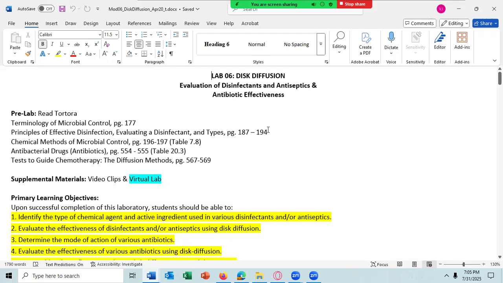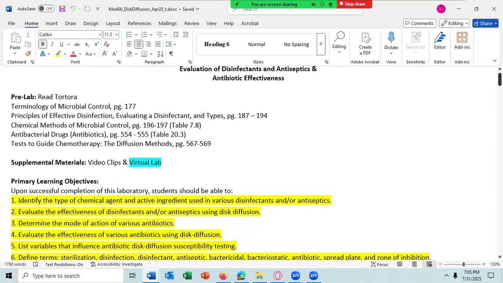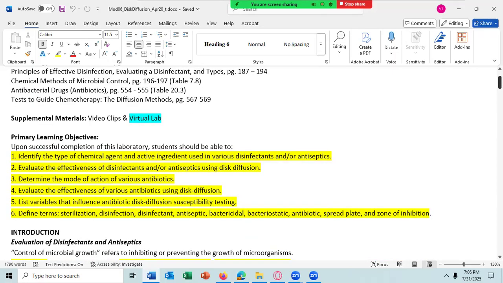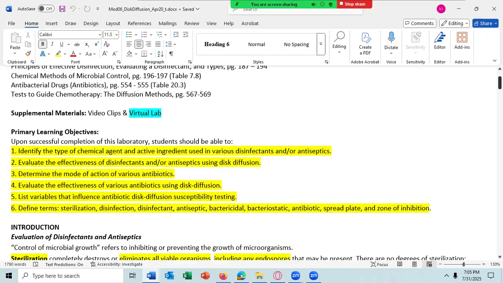And when I'm talking about the disc diffusion method, which is called the diffusion method here, and sometimes called the Kirby-Bauer method, I mean always the same procedure. Any question about any of that? This is a method that has been developed to test the effectiveness of an antibiotic against a given bacterial species. There are some video clips in today's lab as well as a virtual lab.